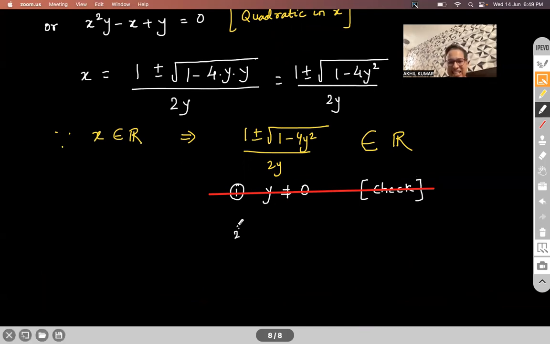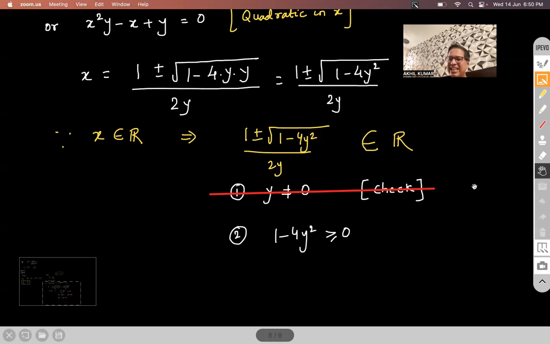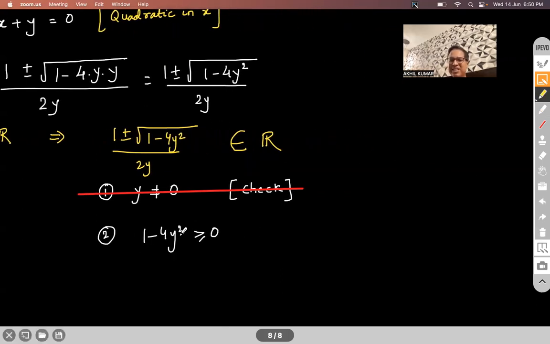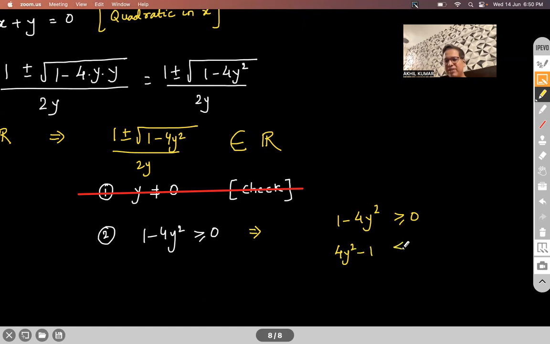The second restriction that I have to impose is that 1 minus 4y square should be greater than or equal to 0, because I don't want this to be negative, because being negative here will lead to non-real results. Correct? Now, this is again a wavy curve. How is it a wavy curve? Very simple. First of all, let me multiply with a minus sign on both sides. Multiplying with a minus sign, we all know, will flip the inequality.